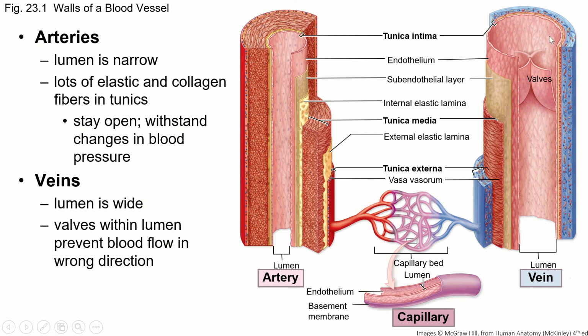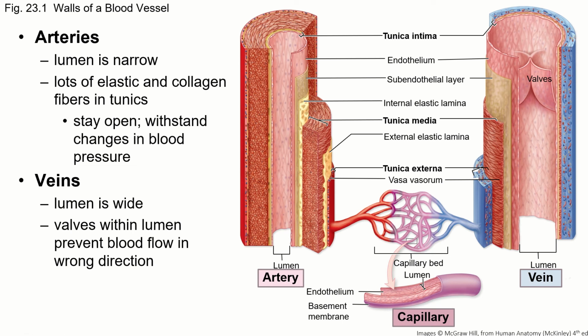Veins have a wide lumen, and they have valves. That's where that was coming from. The valves are just extensions of this endothelium in the tunica media. And the cool thing about that is they prevent blood from going the wrong direction in the veins.